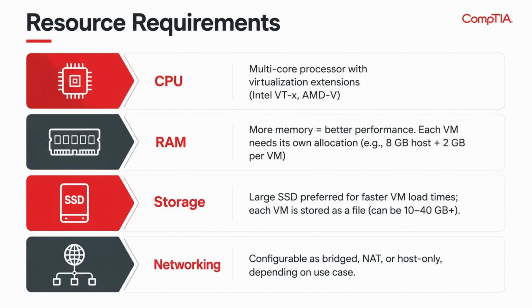Setting up client-side virtualization takes real resources. CPU, a multi-core processor with virtualization extensions, like Intel VT-x or AMD-V. RAM, more is better, since each VM needs its own allocation, say an 8GB host plus 2GB per VM. Storage, a large SSD is preferred for faster VM load times, since each VM is stored as a file that can run 10 to 40-plus gigabytes. And networking, configurable as bridged, NAT, or host-only depending on the use case.